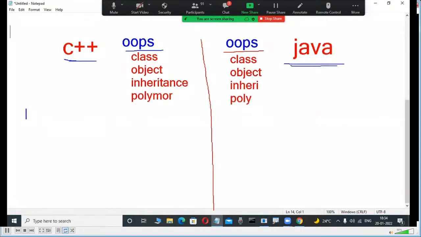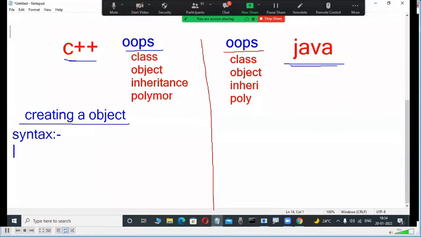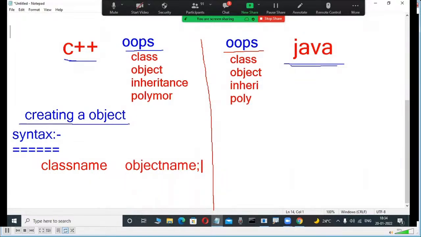Suppose in C++ I want to create an object from a class, what is the syntax? Anybody technical having an idea? I think so many of you do. Creating an object from the class, what is the syntax in C++? Here is the only difference. The syntax is class name, space, object name. This is the syntax to create an object from a class in C++.